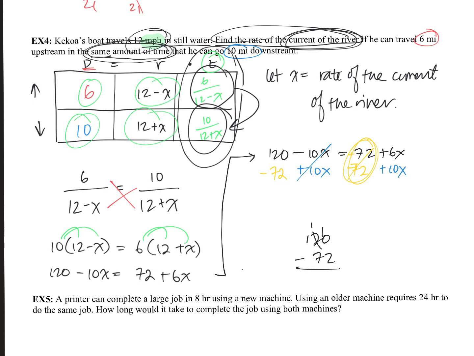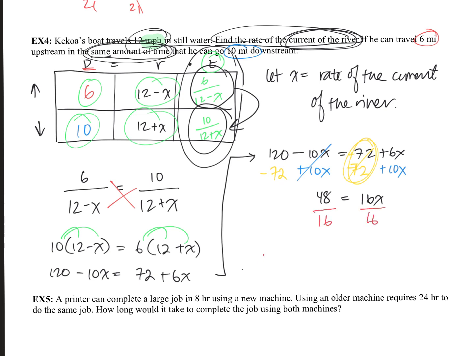And then the 120 minus 72. Borrow from there. The 10, 2, so that'd be 8. We have to borrow there. 11. So 7, 8, 9, 10, 11. 48. So 48 equals 16x. All right, and we're almost there for solving. Divide both sides by 16.